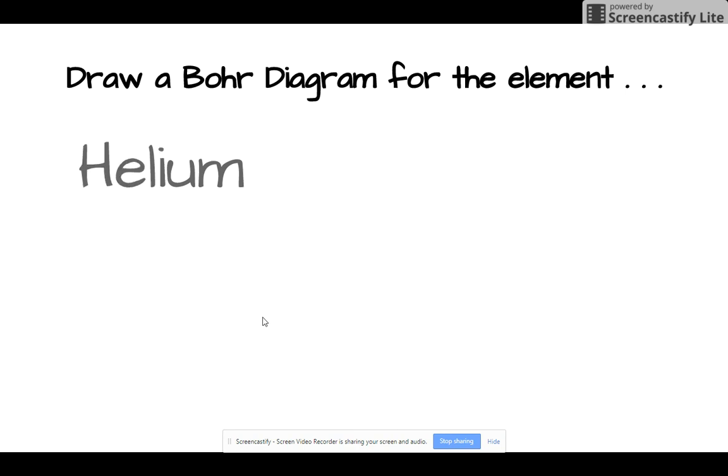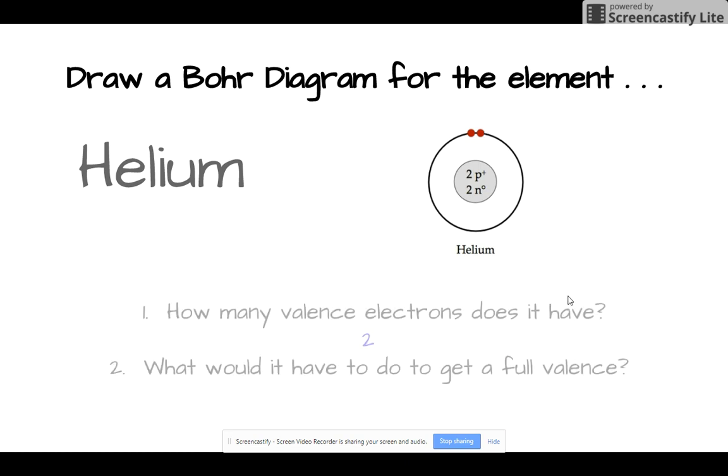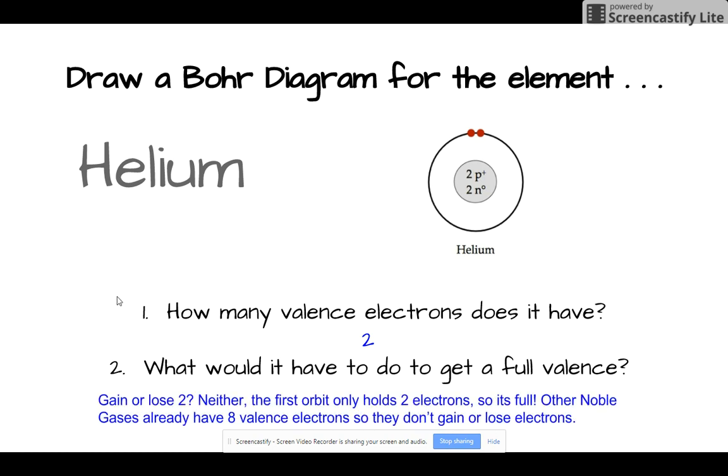In our last example, draw a Bohr diagram for the element helium. For helium, we have 2 protons, 2 neutrons, and 2 electrons. So what would we have for number of valence electrons? Well, it would be 2. This first orbit is our outermost level, and it has 2 electrons in it. So what would we have to do to get a full valence level? Well, helium is a special case. Gain or lose 2, we would do neither this time. The first orbit only holds 2 electrons, so it's already full.